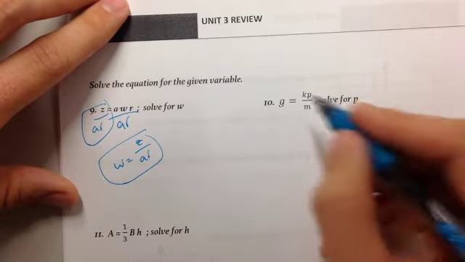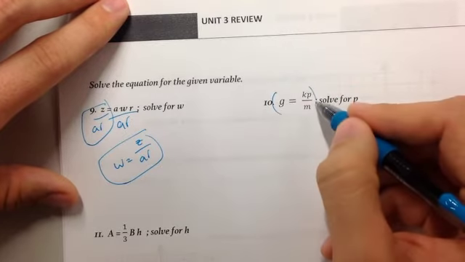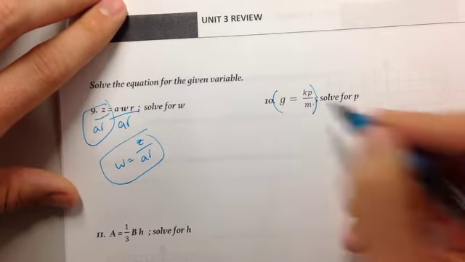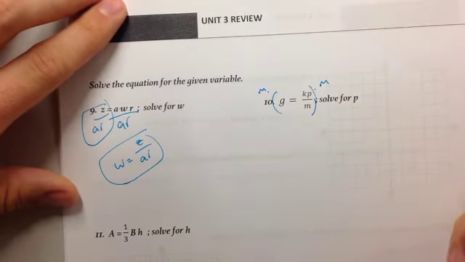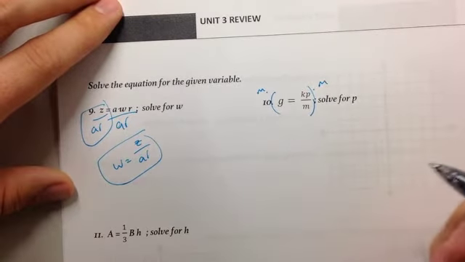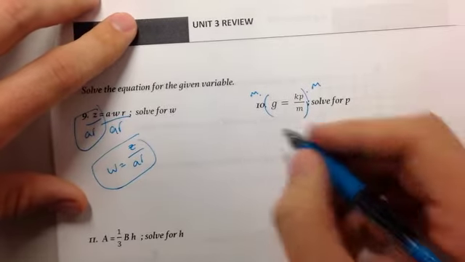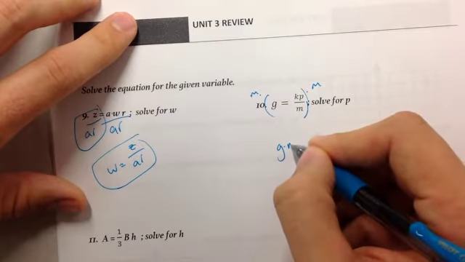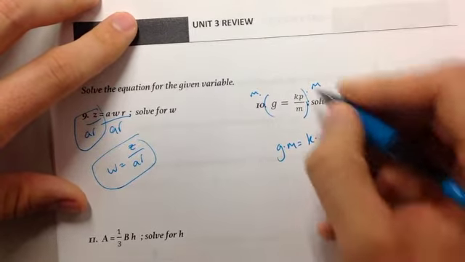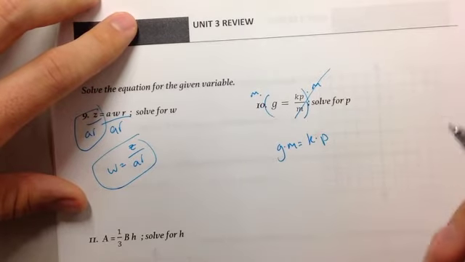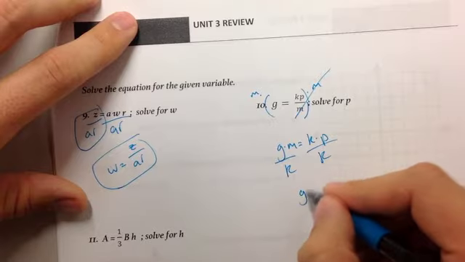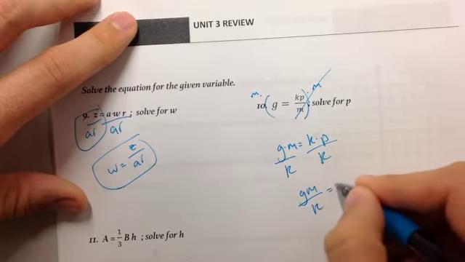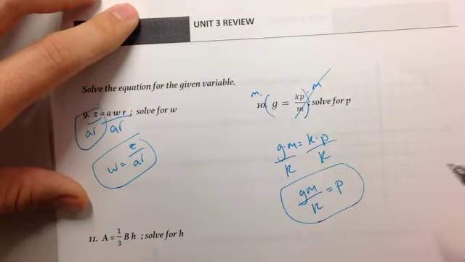Solving for p. This one's going to take 2 steps. Again, just like a number, I'm dividing by m. I want to get rid of that m on the bottom. So the opposite of divide is to multiply. I'm going to multiply both sides by m to get it away. I have g times m is equal to k times p, because those m's canceled. Got to get that k out of there, so I'm going to divide it off. Gm over k equals p. Ready to go.